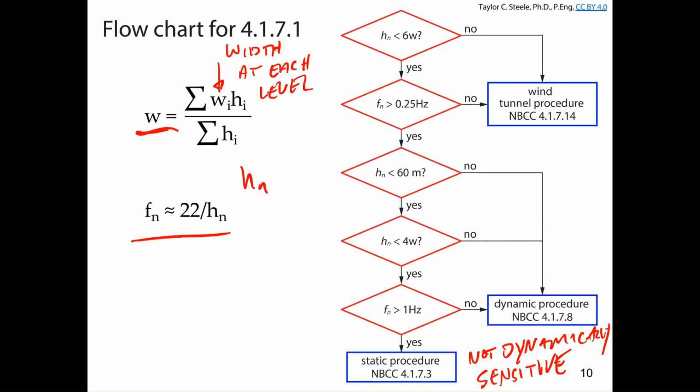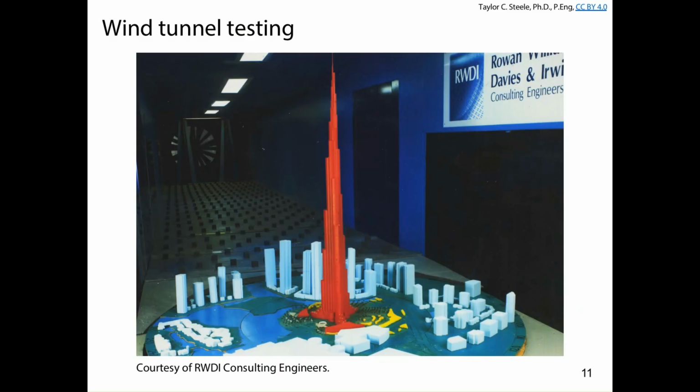If it's very dynamically sensitive, you're going to need to do a wind tunnel procedure. And there's a somewhat internationally famous company in Guelph, RWDI. They're a wind tunnel and wind engineering specialist firm. And this was the 3D model that they used to do the wind tunnel testing. They actually did the wind tunnel testing for the Burj Khalifa in Dubai, which is pretty cool, right? So they built this 3D model, 3D printed it or did whatever.